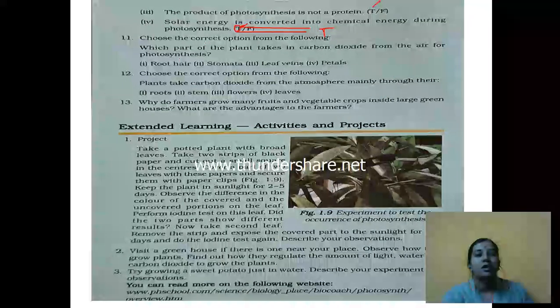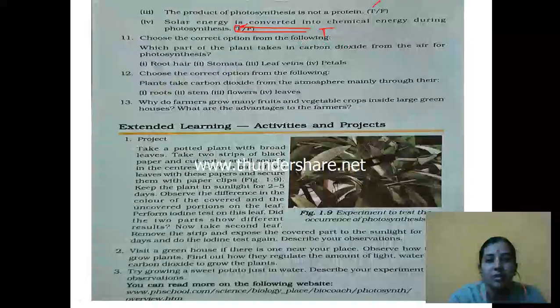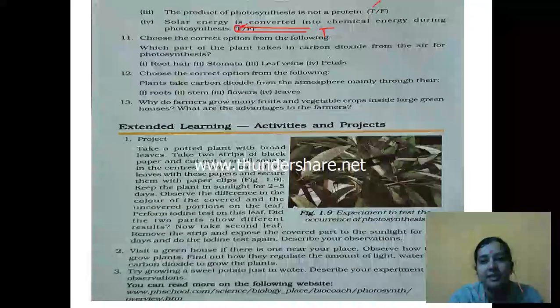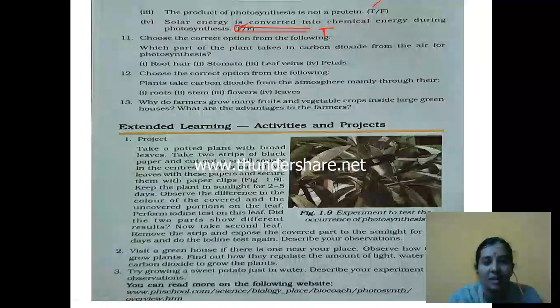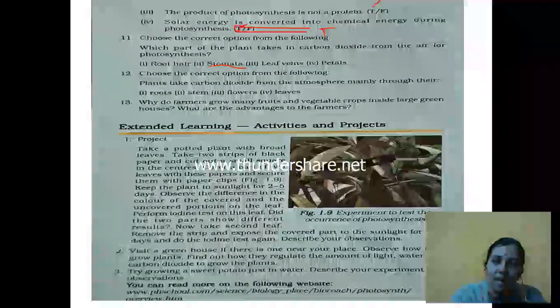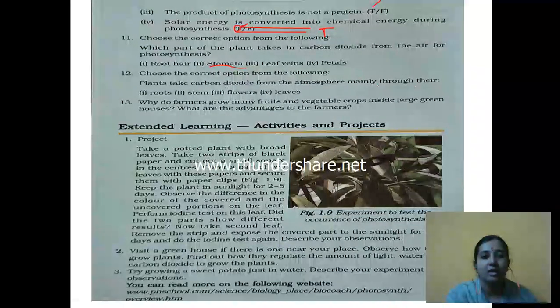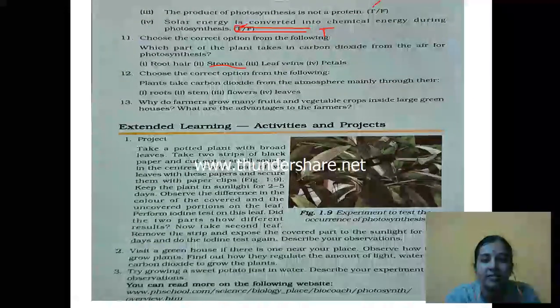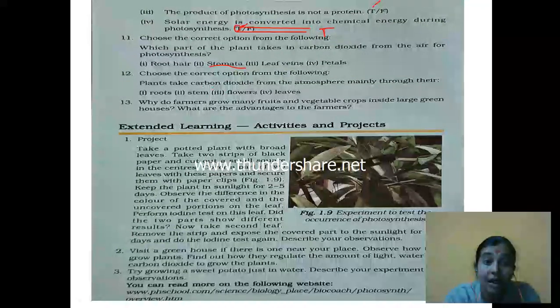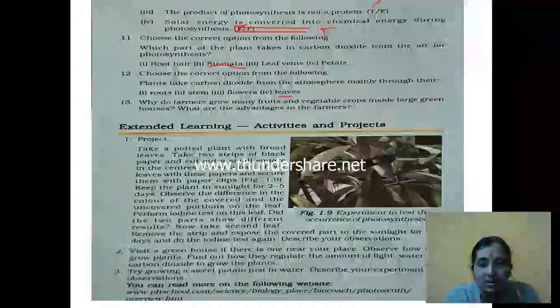True. Choose the correct option from the following. Which part of the plant takes in carbon dioxide from the air for photosynthesis? Root hairs, stomata, leaf veins, petals. Which is it? Stomata. Choose the correct option from the following. Plants take carbon dioxide from atmosphere mainly through their roots, stem, flowers, leaves. Carbon dioxide, where does it come from?